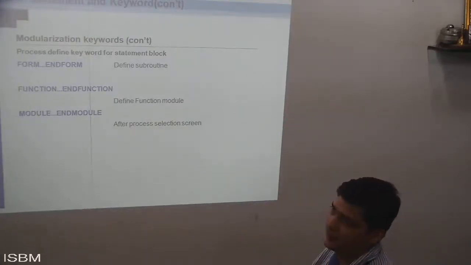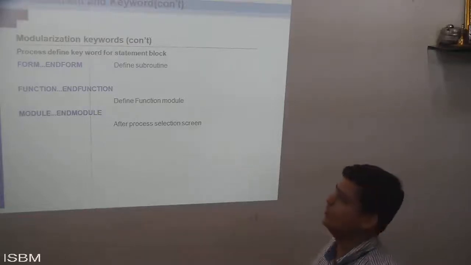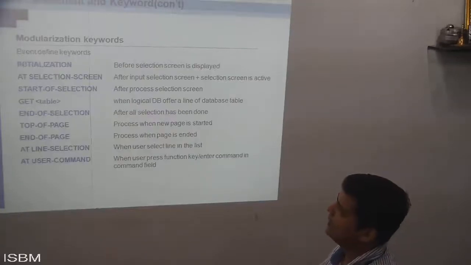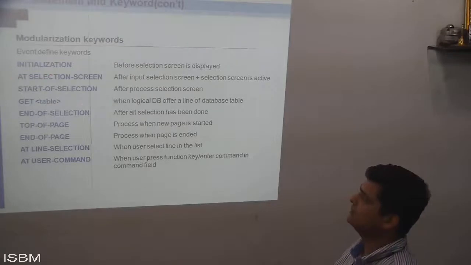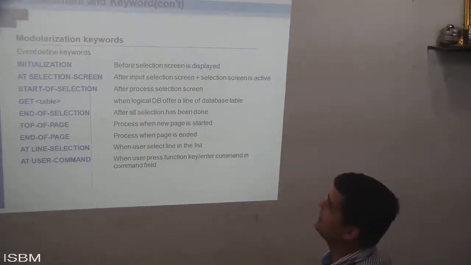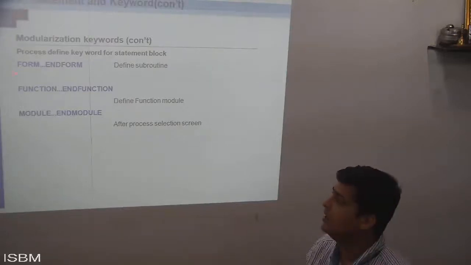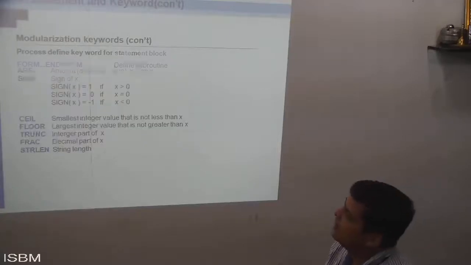FORM and ENDFORM is a subroutine defined inside the program. FUNCTION and ENDFUNCTION is a function module, and MODULE and ENDMODULE is used after processing the selection screen. Most of the time we use START-OF-SELECTION and END-OF-SELECTION; both are very important. AT SELECTION-SCREEN is used when we require something to be input in the selection screen itself. For FORM and ENDFORM, I can say 100% of the time we use subroutines to define something. So we use these frequently.